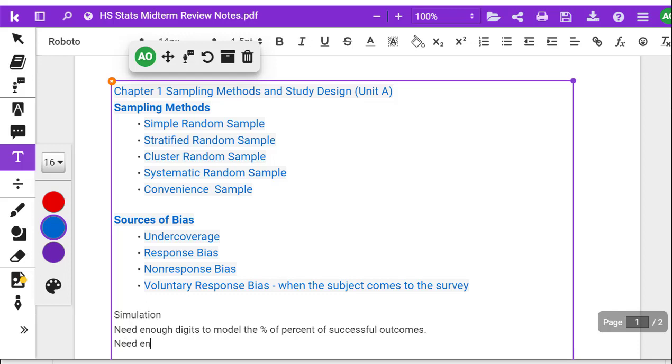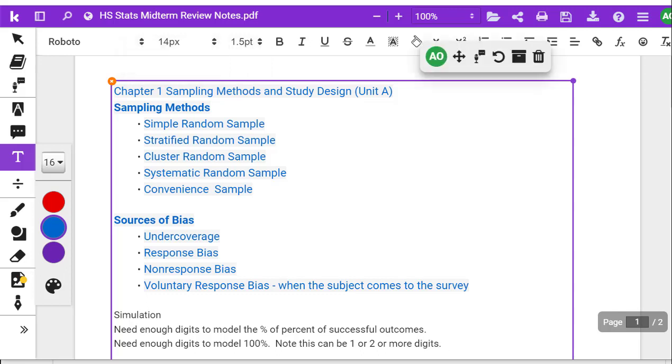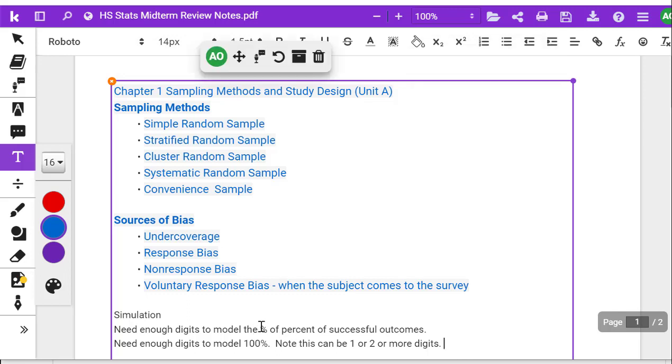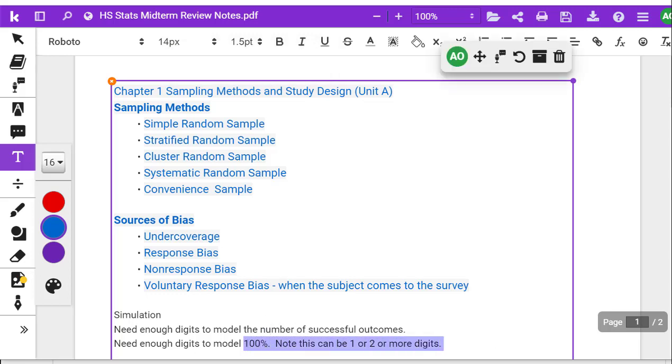And you need enough digits to model 100%. Note, this can be 1 or 2 or more digits, all right? It just depends. So you're going to make a fraction. Actually, that's probably a better way to say it: to model the number of successful outcomes, and to model total outcomes. So this can be 1 or 2 or more digits.